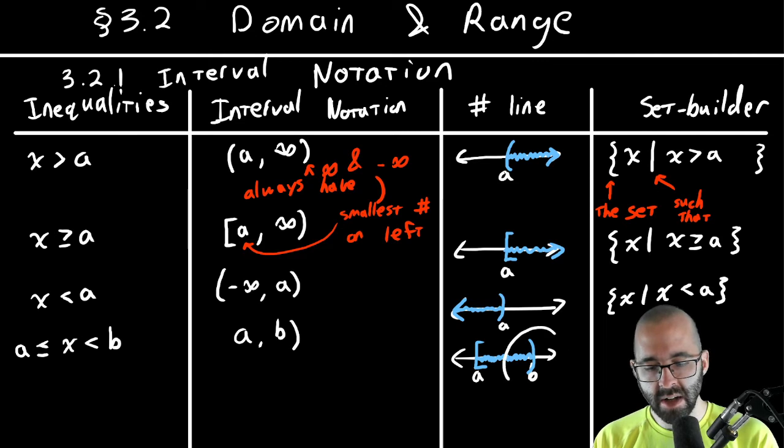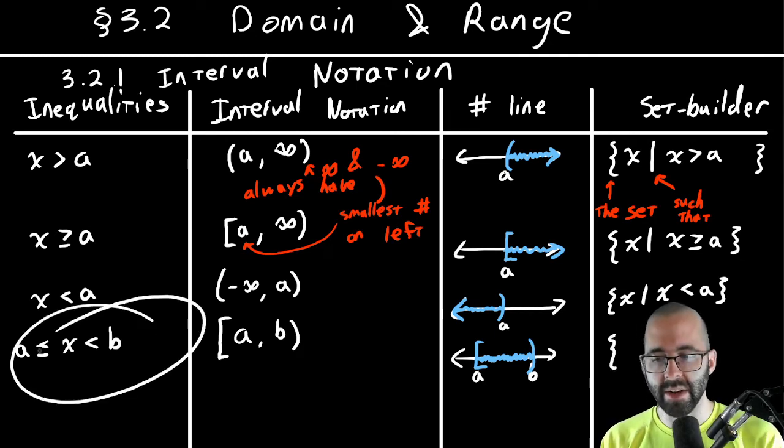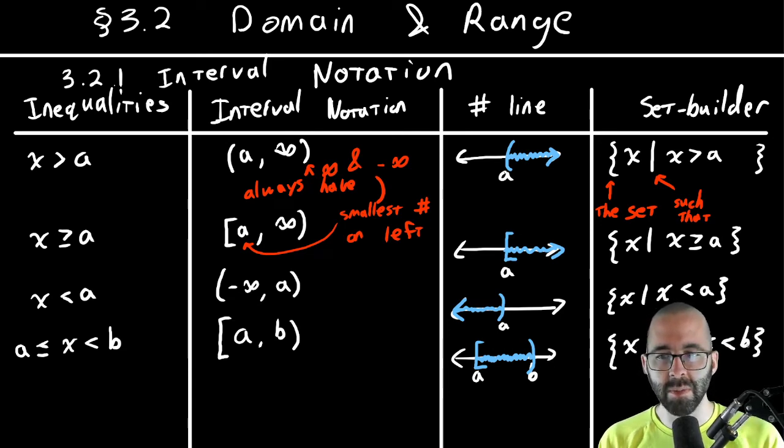B is not included, has a parenthesis. A is included, it gets a bracket. And then over here, we just kind of copy down this inequality for the set builder notation. The set of all x such that x is greater than or equal to a, and less than b.